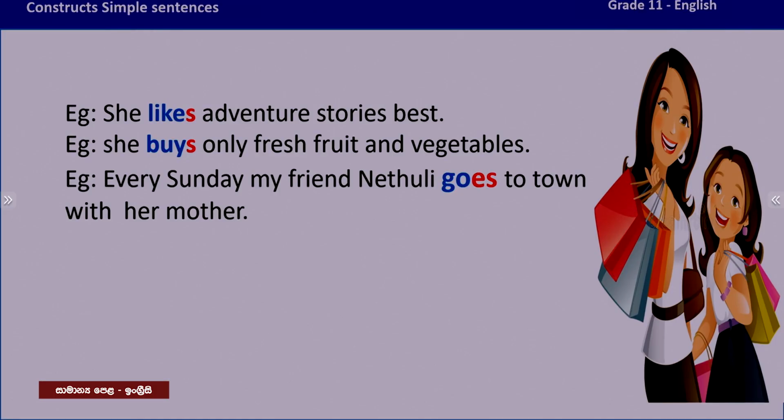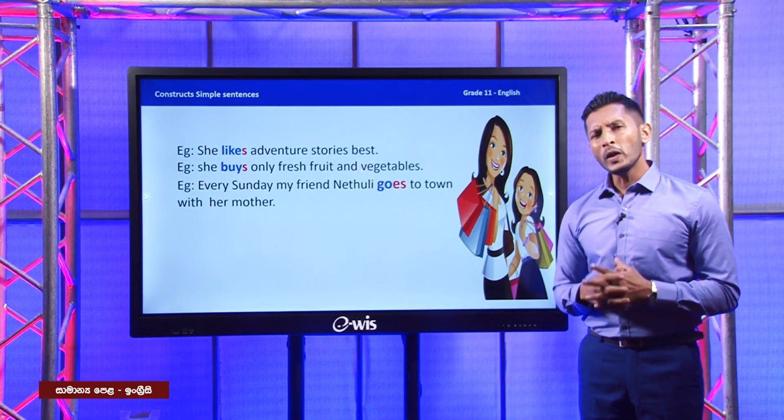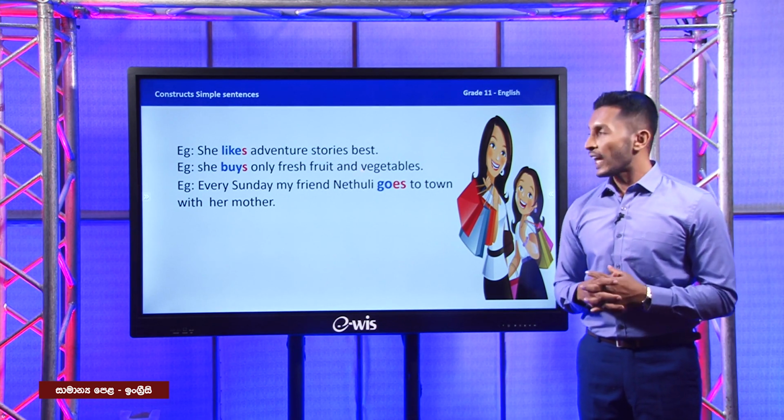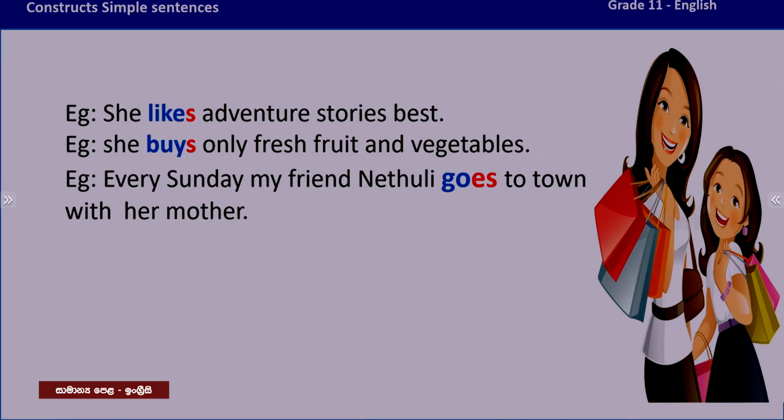In this slide, I have taken another 3 sentences from Nethuli's description. Let's read the first one. She likes adventure stories best. Look at the verb again. Likes. Who likes? Who performs the action there? She. She likes what? She likes adventure stories. Now you can see there, I have highlighted the letter S in the verb in red. I hope you know the rule. If the subject is singular, we add S to the verb.